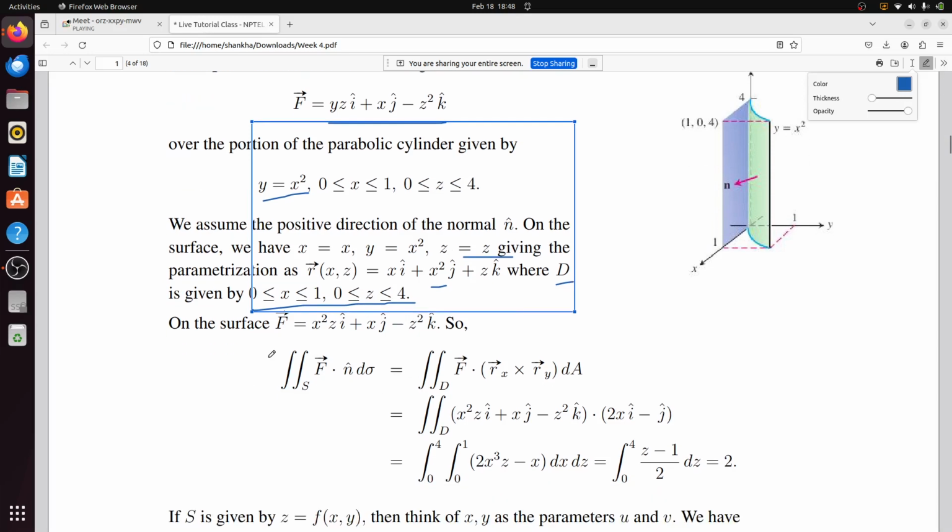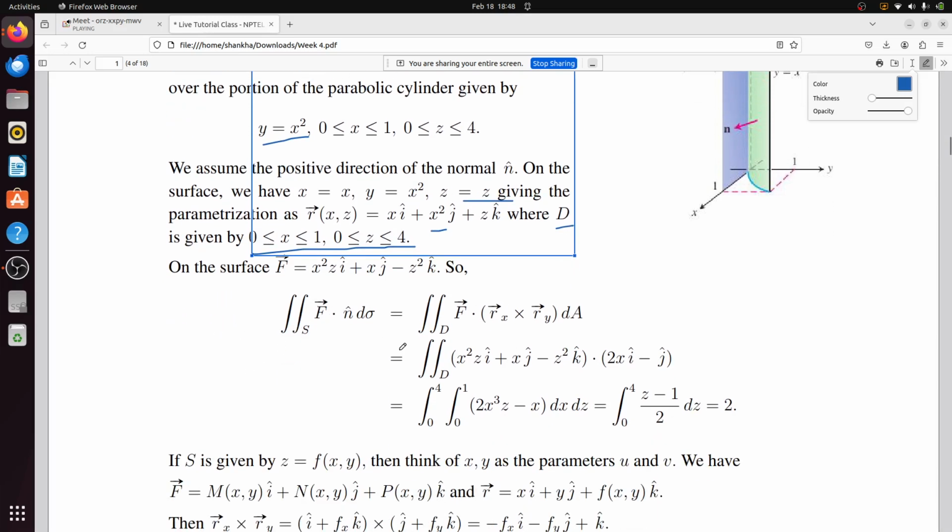Okay, so same procedure, you have to determine this rx. I think here there is one typo, that will be rx into rz. So that is rx cross rz, and your r is nothing but xi plus x square j cap plus zk cap. Priyanka, also please compute this one, that r is your given xi cap plus x square j cap plus zk cap. You compute rx and also rz, and then take the cross product.